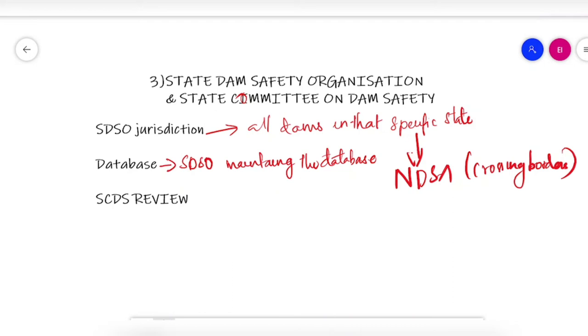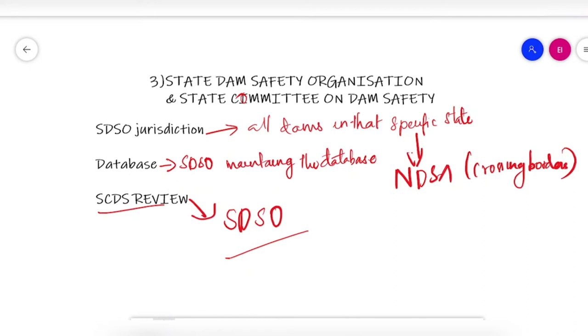And the function of such a committee is to review the State Dam Safety Organization, because all the functions are vested with this Dam Safety Organization of the states. So this committee will be a review body. They just review the functions of the SDSO. And this is the third provision of this bill.